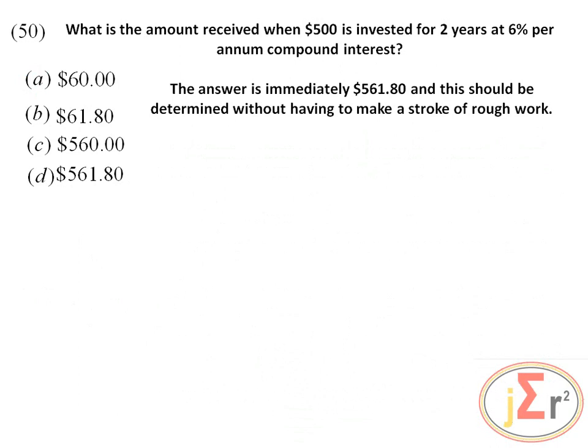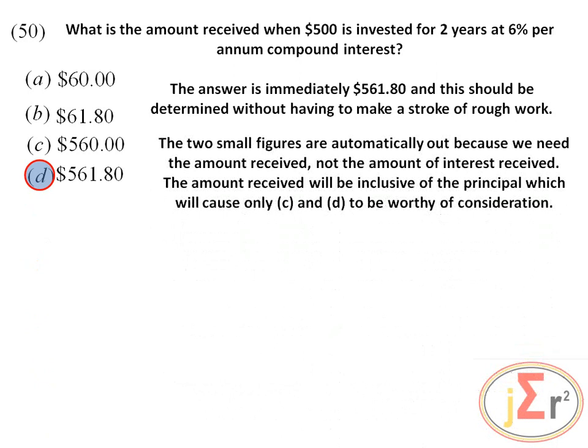What is the amount received when $500 is invested for 2 years at 6% per annum compound interest? The answer is immediately $561.80, and this should be determined without having to make a stroke of rough work. So we should be able to look at it and say, there we go, $561.80. Right. And that we should be able to do without even starting to do any rough work. How so?